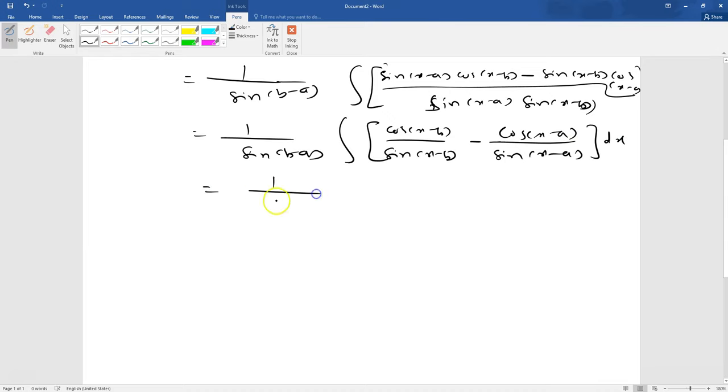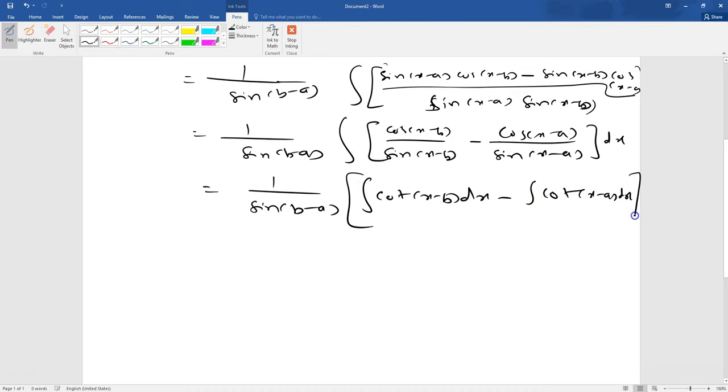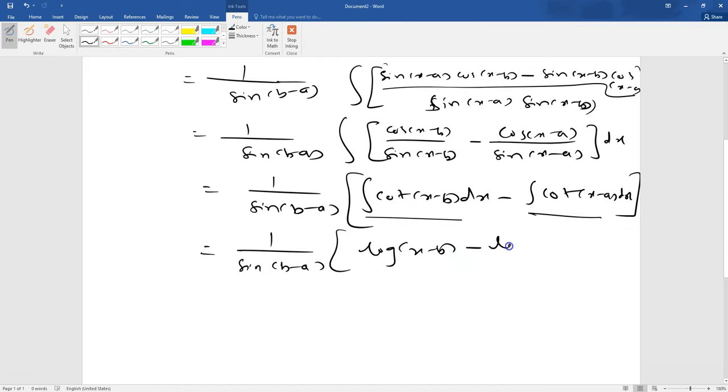So this is going to be 1 upon sine of b minus a, and then cos upon sine is cot of x minus b dx minus cot of x minus a dx, right? Understood? Okay, great. Now the integration of cot we know, that is log of sine. So this is going to be 1 upon sine b minus a, this will be log of sin of x minus b minus log of sin of x minus a.